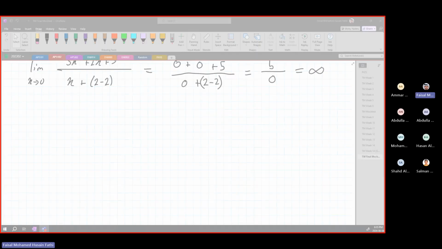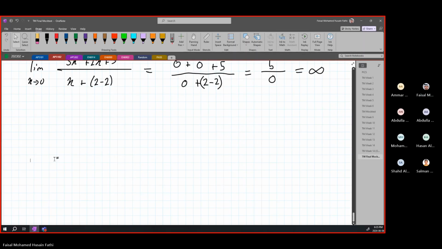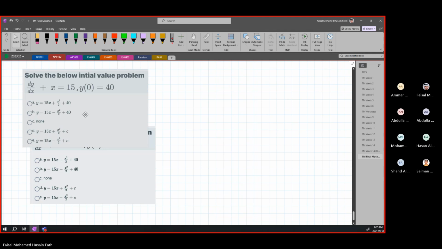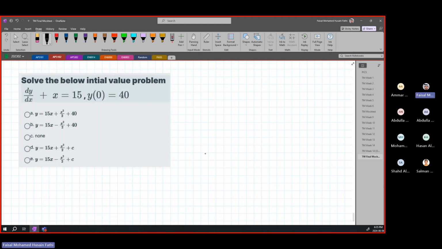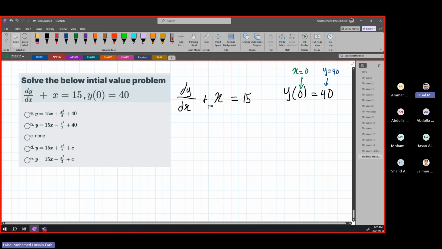Solve the below initial value problem. All right. So we have dy by dx plus x equals 15, and they gave us initial conditions. What does initial conditions mean? It means that this is our x equals 0, and this is our y is equal to 40. This is what initial conditions are.